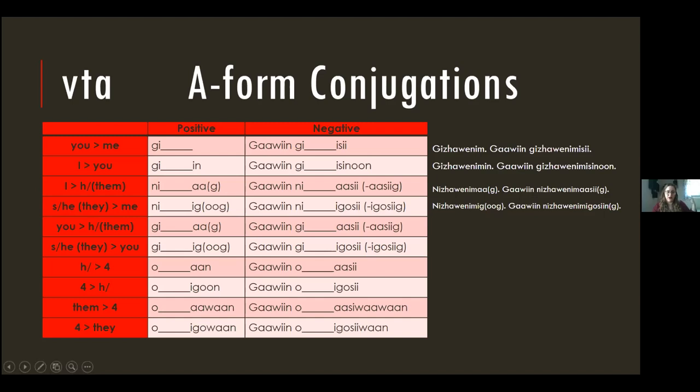Nijawainamigug, okay. Negative, gawin nijawainamigosi. Gawin nijawainamigosi, okay, she doesn't love me. Gawin nijawainamigosig. Okay, they don't love me. All right, so that's how those work. Sorry about that, guys. My brain's all over today.